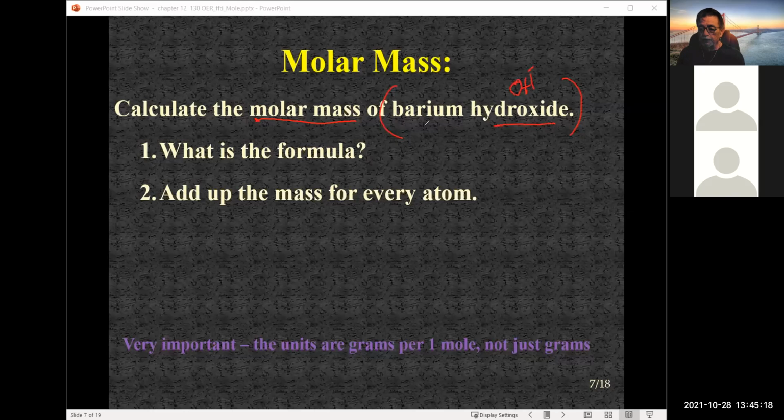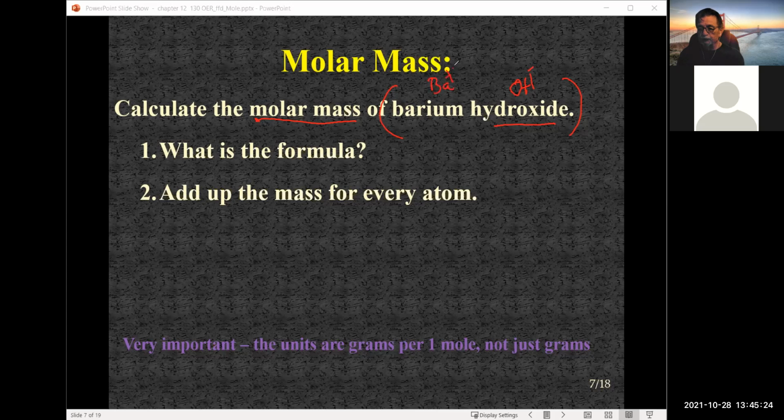Barium is in group 2, so when it's ionic, it will have a +2 charge, okay? That means for the formula, I need 2 hydroxides for every barium. So my formula becomes Ba, parentheses. I use parentheses because I'm using the polyatomic ion hydroxide, okay? And that is my formula. So writing formulas correctly is very important, so you can calculate the correct molar mass.